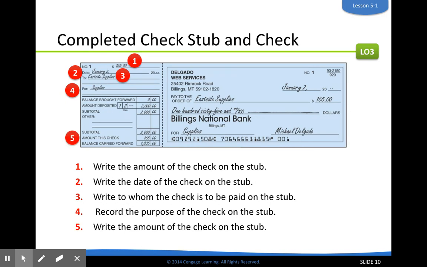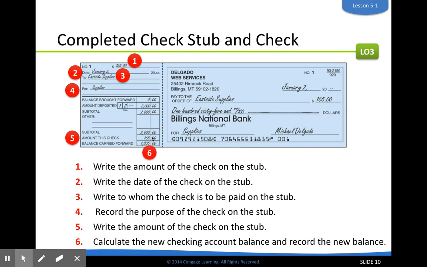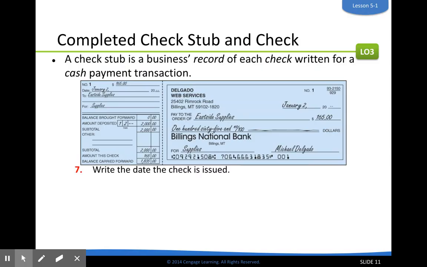And then the last thing you do, we have already calculated that $2,000 total. That's how much we have in our account after we made that $2,000 deposit. Now we're going to write the amount for this check. The amount for the check is $165. So then our new balance, the amount that should be in our bank account after Eastside Supplies cashes this check, is $1,835. So that is a completed check stub. You want to do that first, because as soon as you write a check and hand it over, then you don't have anything to fill out the check stub. So we always fill out the check stub first, and then we'll complete our check.